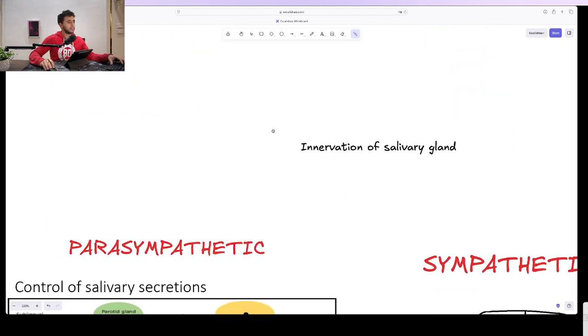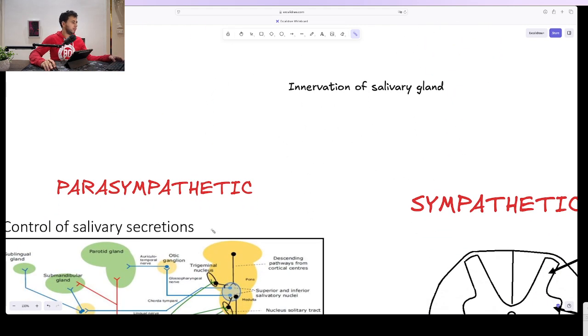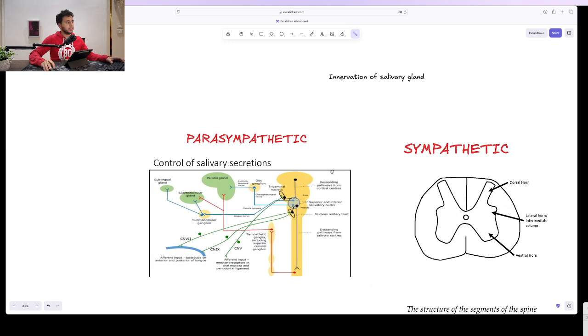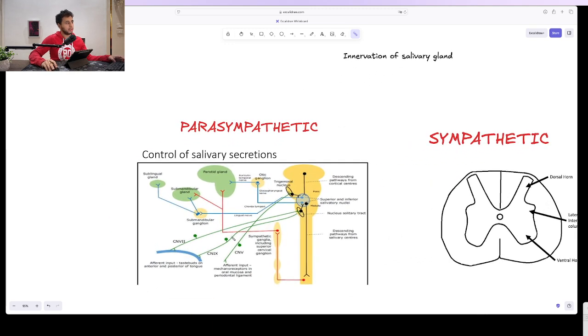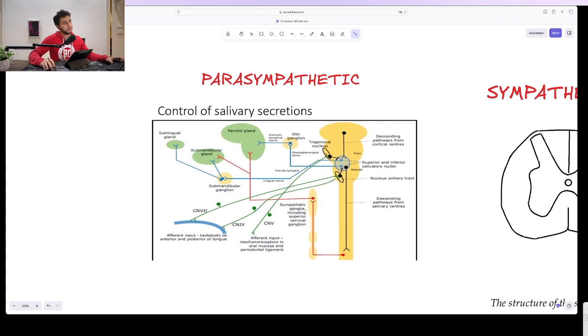Now we will talk about the innervation of each salivary gland. First, the parasympathetic innervation. There are two main ganglia: the otic ganglion for the parotid gland, and the submandibular ganglion for the submandibular gland and the sublingual gland. The preganglionic fibers arise in the medulla. We have the superior and inferior salivary nuclei.